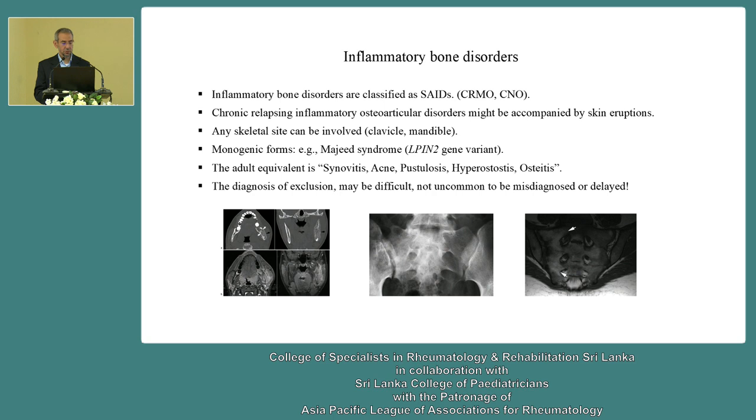And these cases have chronic relapsing inflammatory osteoarticular disorder, and it might be accompanied by skin eruption like psoriasis. They may present also with the most common affected area being the clavicle, and it can affect also the mandible and the vertebrae as well. And as Dr. Soma mentioned, there is an entity called Majeed syndrome. This is a monogenic form due to a gene variant called LPIN2 gene. However, the most common type is sporadic.